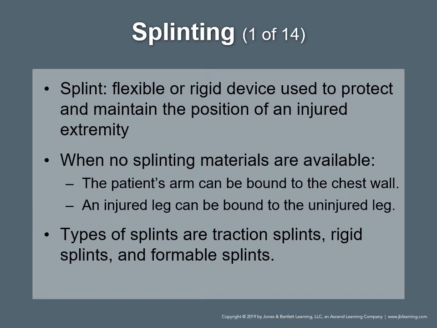A splint is simply a device to prevent motion of the injured part. When no splinting materials are available, the patient's arm can be bound to the chest wall, and an injured leg can be bound to the uninjured leg. The three major types of splints are traction splints, rigid splints, and formable splints.